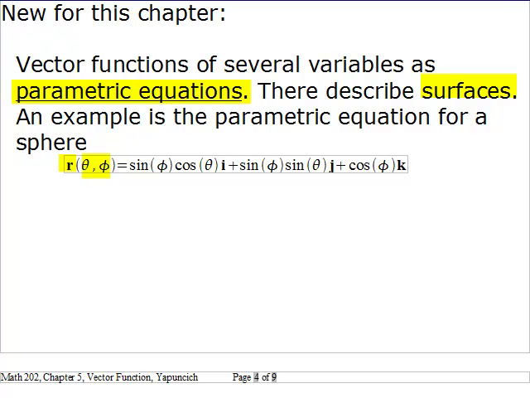The previous ones with mapping a single variable gave a line. It could be a straight line, a circle, or a helix. Those were the examples, or a more complicated line. In this case, we're going to take two variables and we're going to map out and describe a surface.